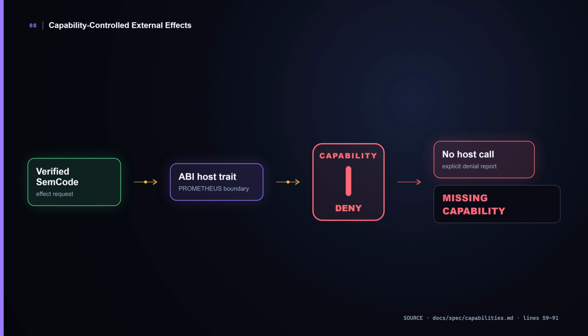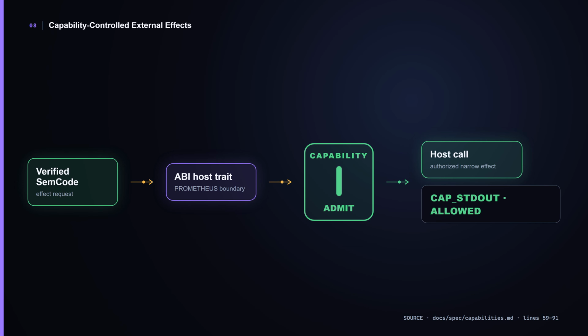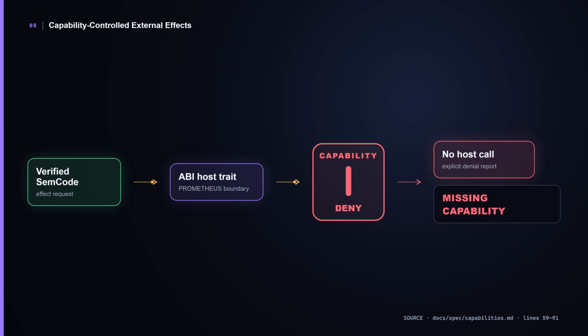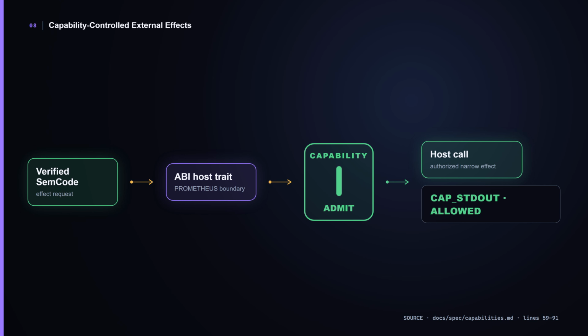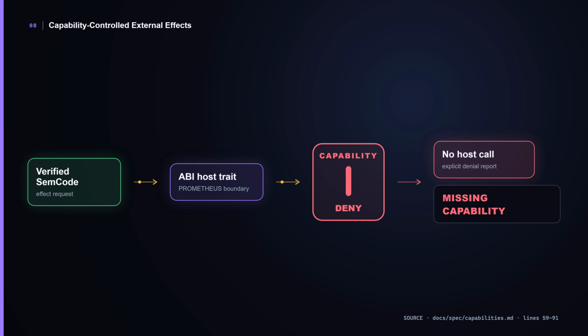The documented narrow path routes a host effect instruction through the ABI host interface and a capability check. If the required capability is missing, the effect is denied before the host call happens. Denial is not just a false Boolean. It is an explicit report with the capability, host call identity, manifest metadata, denial code, and a readable message.